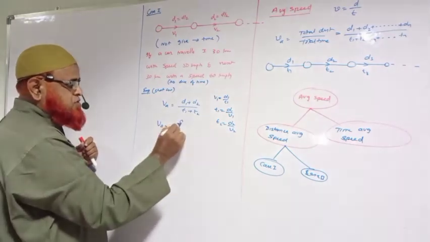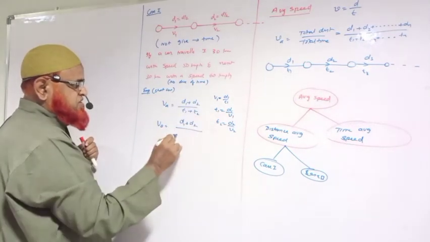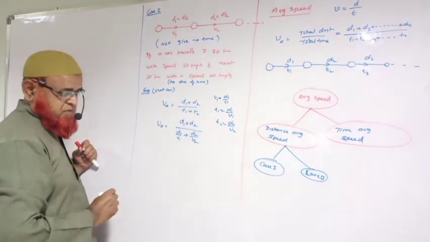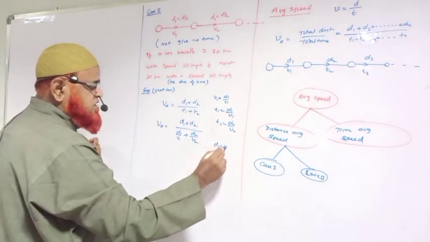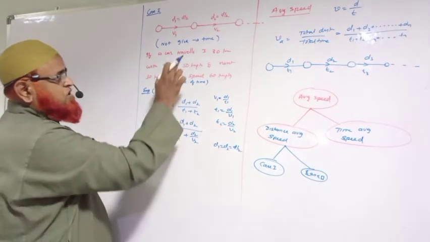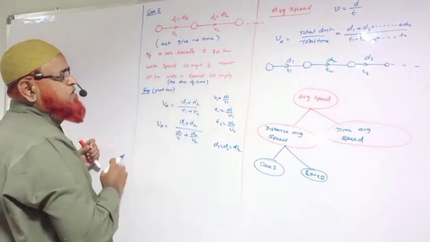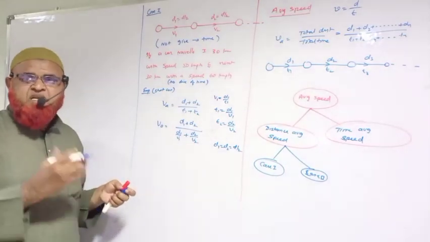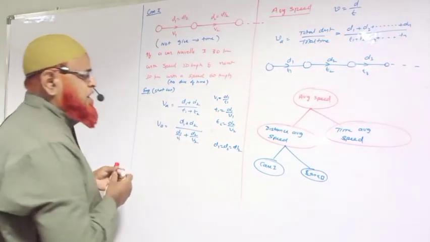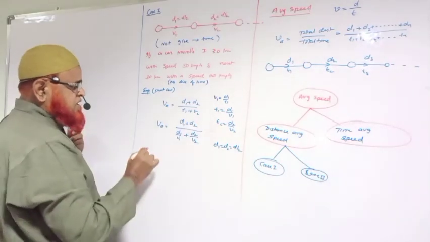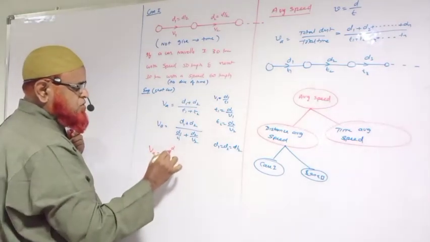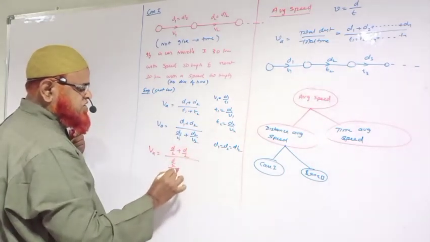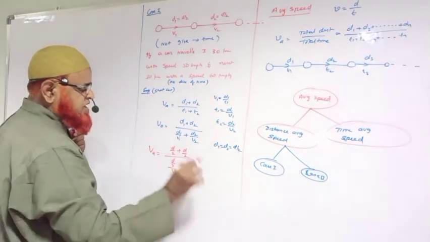What is the point now? D1 plus D2 by T1 plus T2 can be written as D1 plus D2 by D1 by V1 plus D2 by V2. And you all know D1 is equal to D2 is equal to D by 2, because the first 30 and the next 30 is told. So 60 kilometers is divided into two halves, 30 and 30. So V average is equal to D by 2 plus D by 2, which is D, divided by D by 2 divided by V1 plus D by 2 divided by V2.